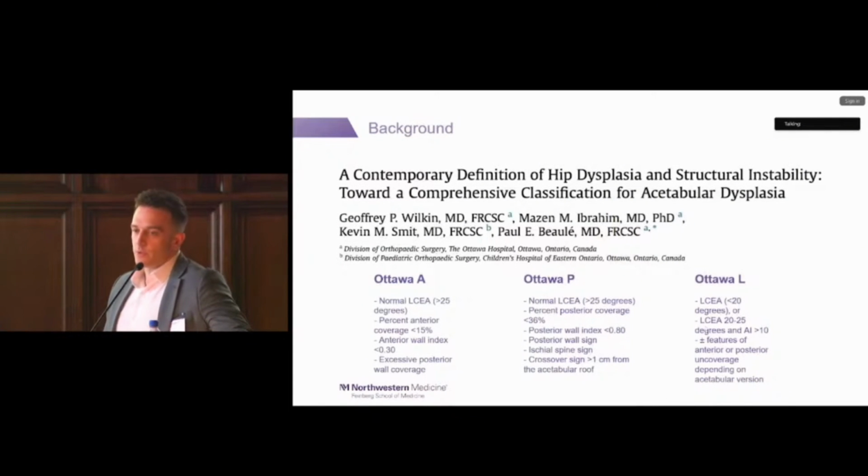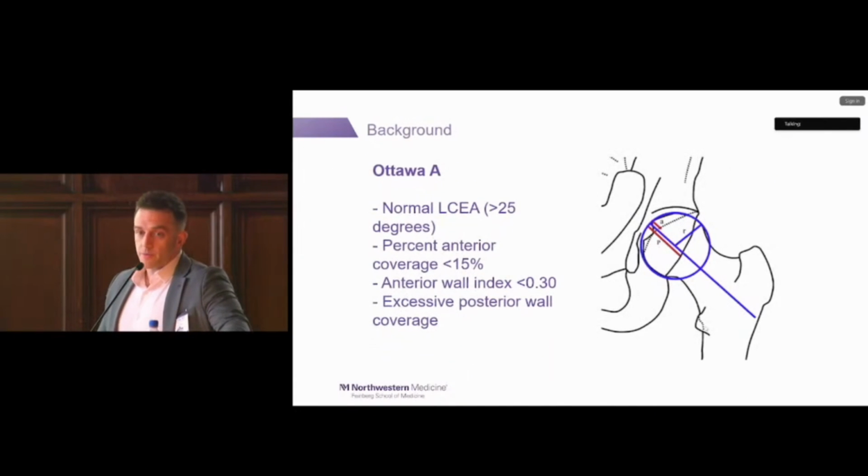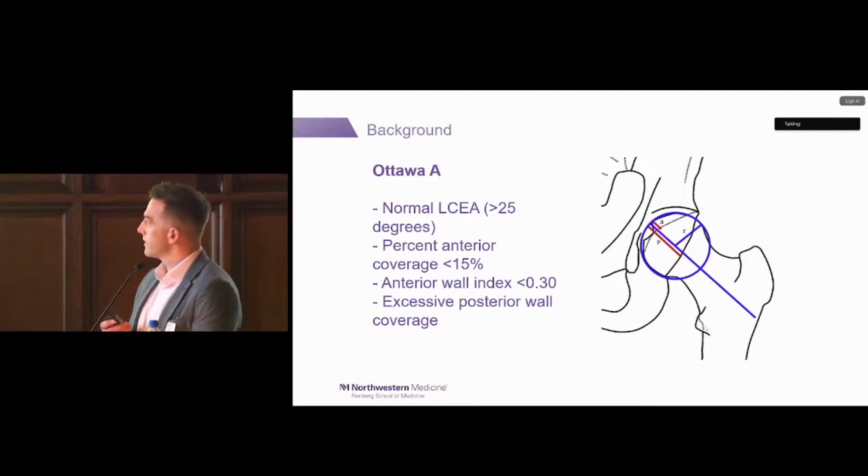More recently, Dr. Boulet's group has published a more comprehensive classification, looking at your more traditional dysplasia. They classified that as Ottawa L. Then they also took into account the version of the socket, so Ottawa A being anteverted hips and Ottawa P being more retroverted hips. I define this Ottawa A group as a normal lateral center edge angle with a low volume anterior wall. So this is measured by an anterior wall index less than 0.3 and excessive posterior wall coverage.